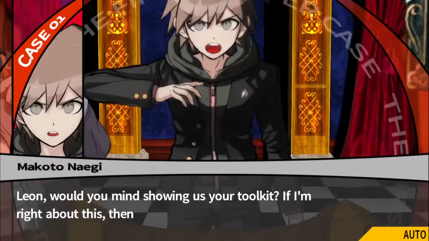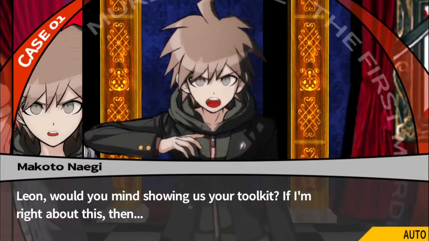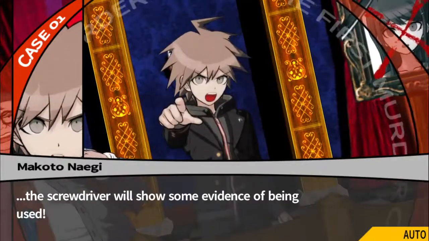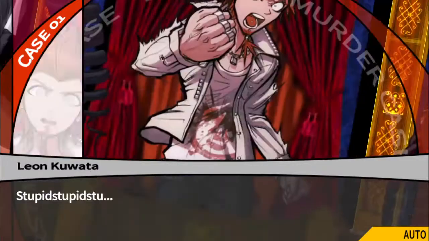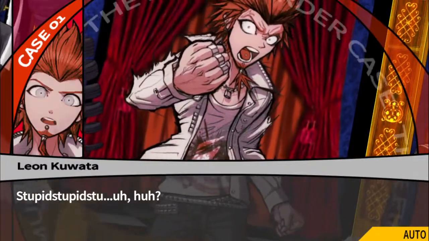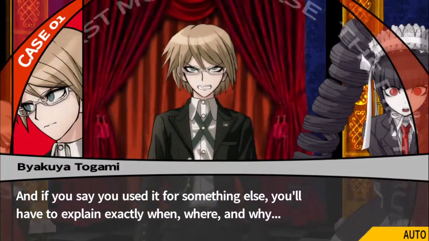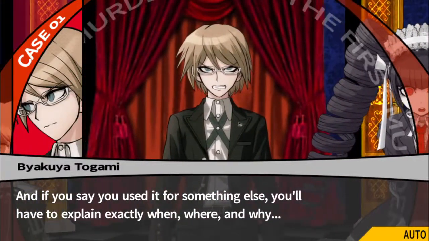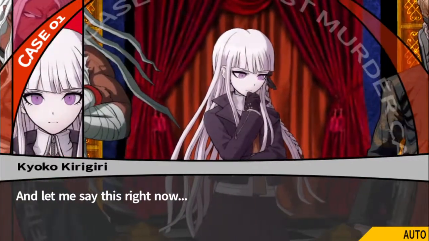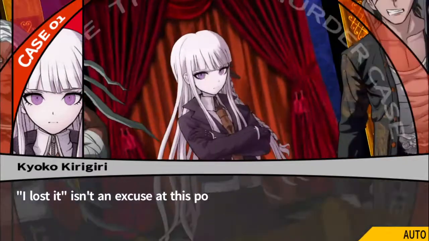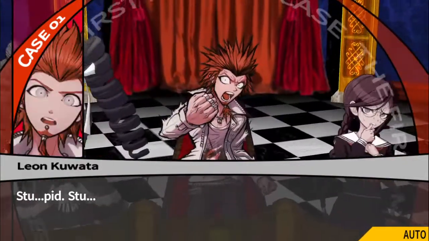Leon, would you mind showing us your toolkit? If I'm right about this, then the screwdriver will show some evidence of being used. And if you say you used it for something else, you'll have to explain exactly when, where, and why. And let me say this right now. "I lost it" isn't an excuse at this point.